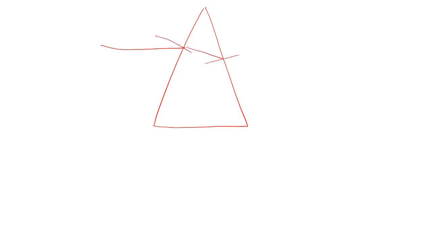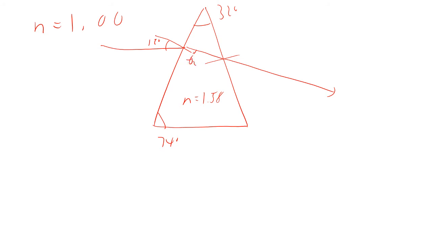How does that change things? Well, once again, this is 32 degrees. Now this index of refraction is 1.58. It's still going to be the same outside. That's still 74 degrees. That's still going to be 16 degrees. So the difference is now theta 2 is going to be different.